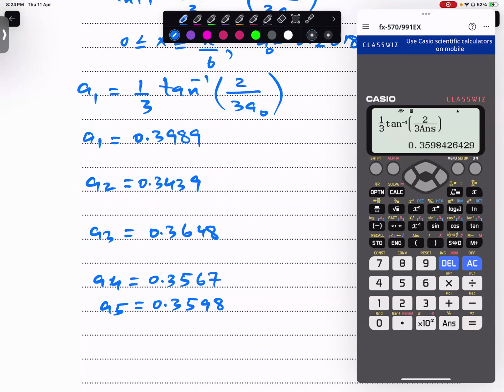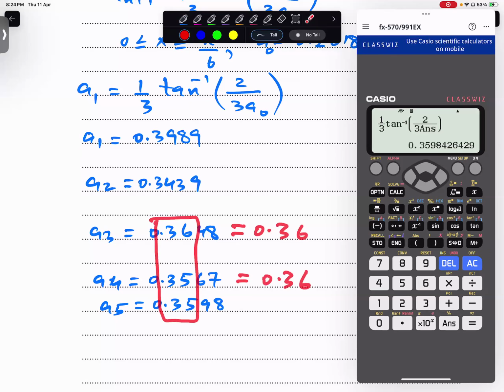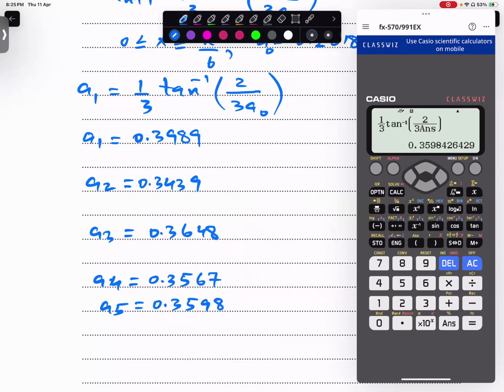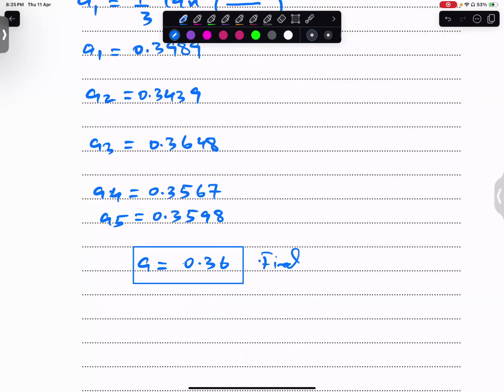So I think you can see that up to 2 decimal places, students, these values are all the same. This is 0.36, this is also 0.36, and this is also 0.36. It means that when 2 consecutive values are repeated up to some specific decimal place, that will be your answer. So my value of a will be 0.36 up to 2 decimal places. This is my final answer.